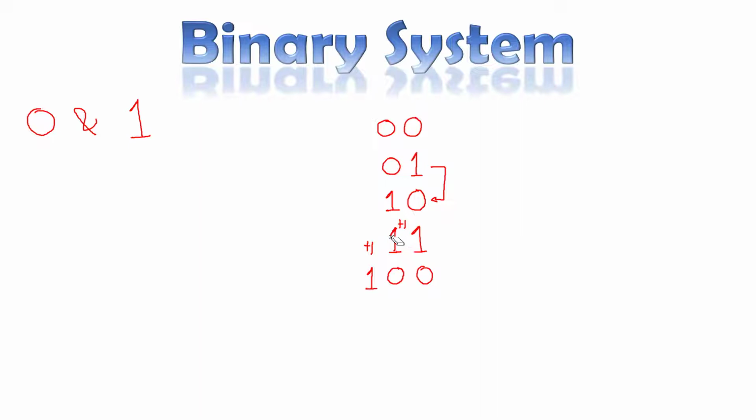So then I can rewrite everything again to make it look nicer. Then I can say this is 0, 0, 0, 0, 0, 1, 0, 1, 0, 0, 1, 1, and so on. So this is how you go about counting in the binary system.